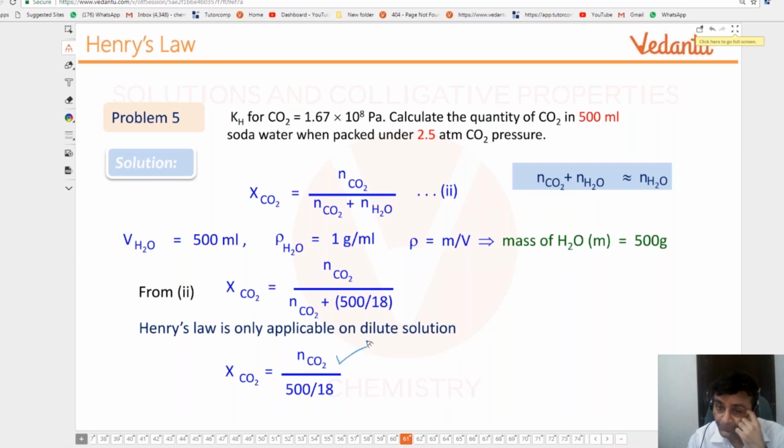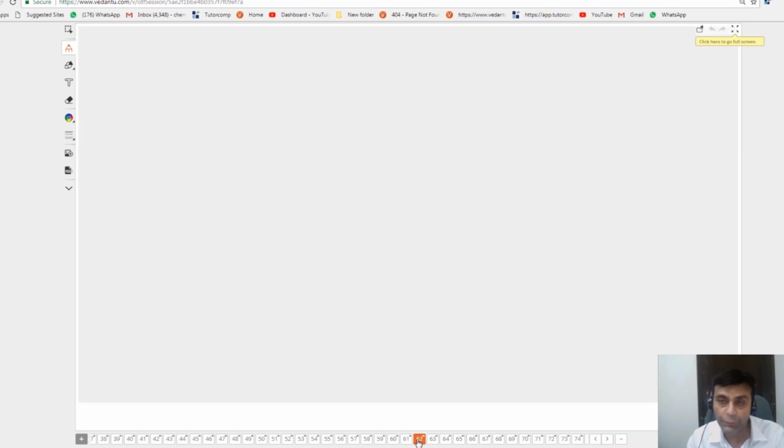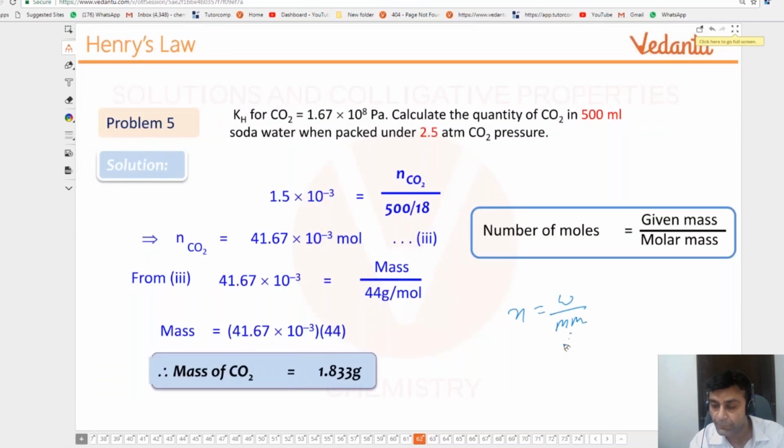Students, are you getting me? I'm not getting any response from you. Fine. And once we get the number of moles, we can get the mass, because number of moles is equal to given weight upon molecular mass. So 1.833 grams is the correct answer. Any step that is not clear, let me know. I'm just explaining it once again.